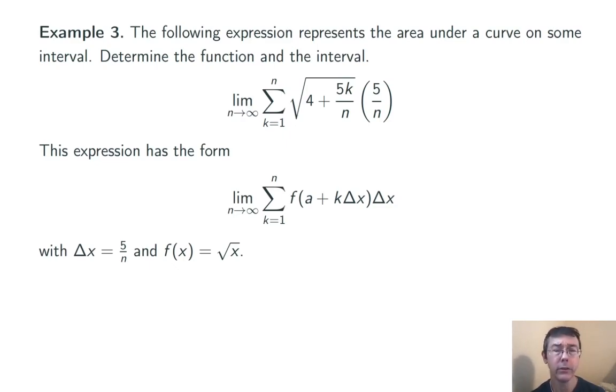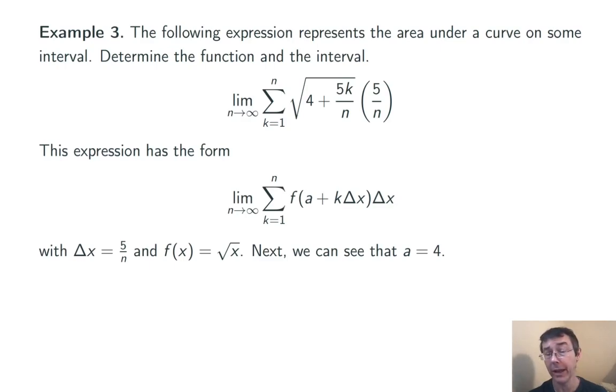We can clearly see that our delta x is that 5 over n, just by the structure of our formula, and it sure looks like the function is just a square root. Next, we can see that since the inside of our general formula is a plus k delta x, and the inside of the function that we have in this particular problem is 4 plus 5k over n, probably we should just go ahead and take a equals 4.